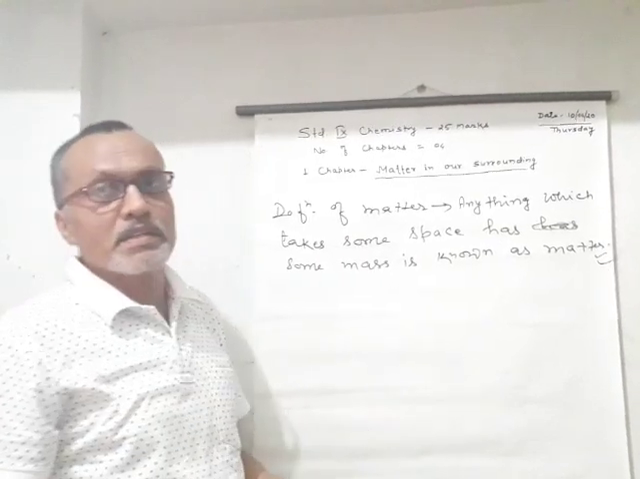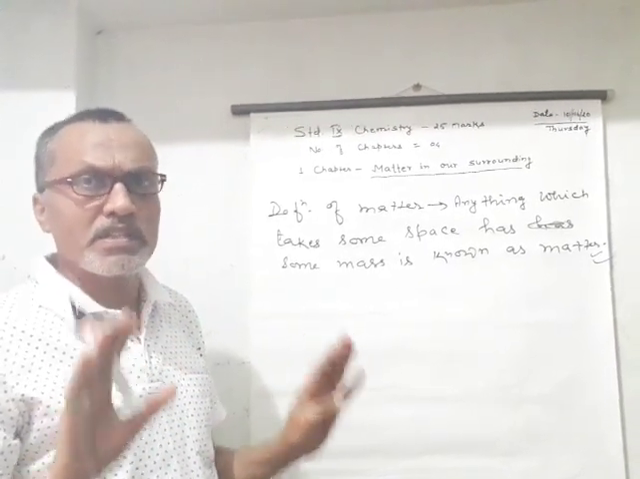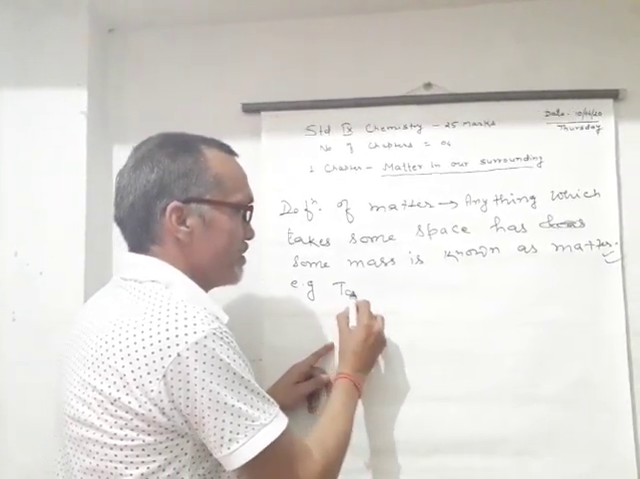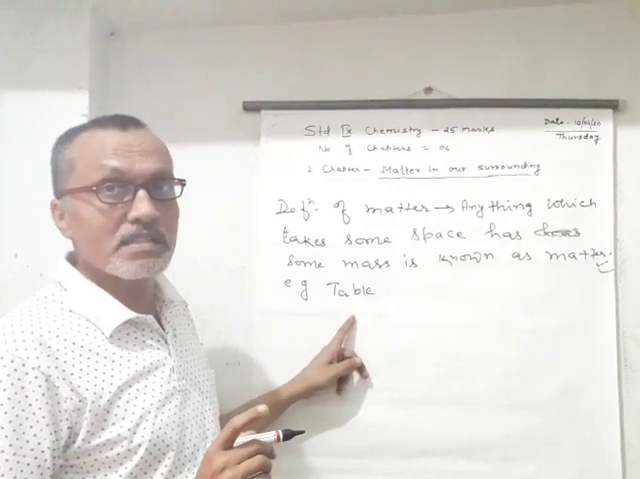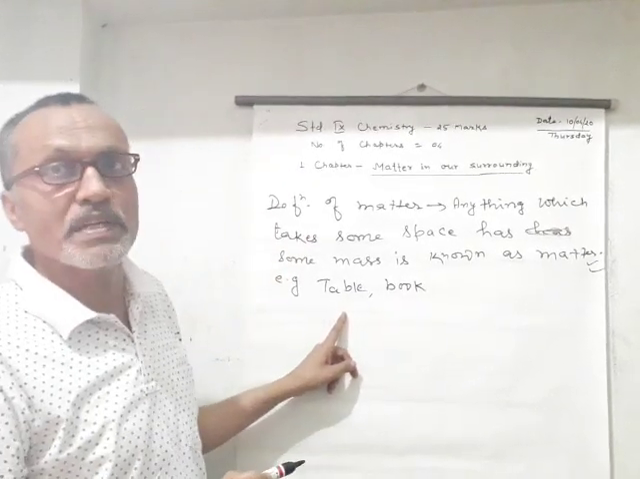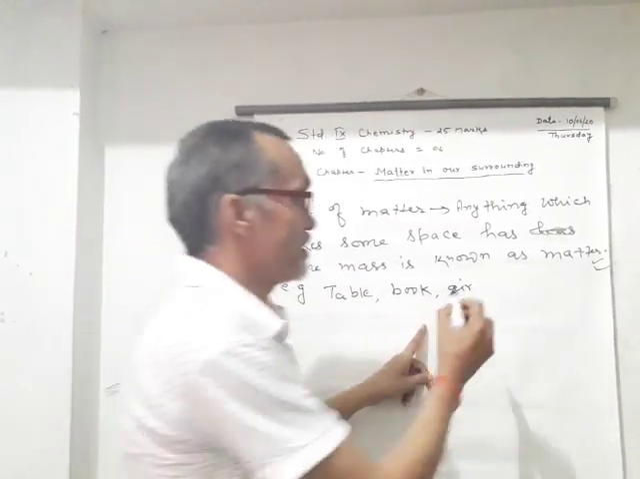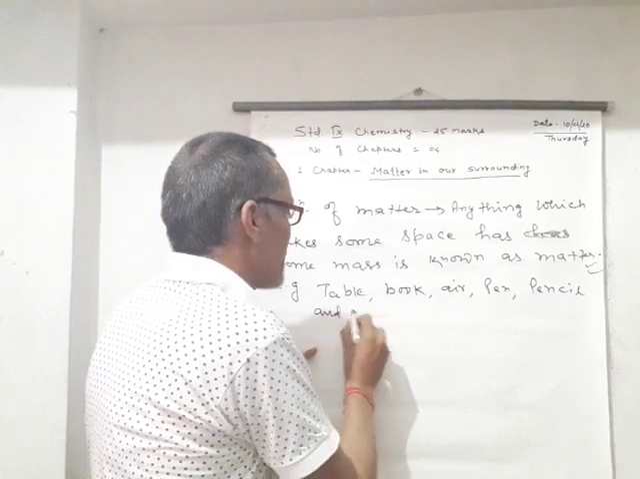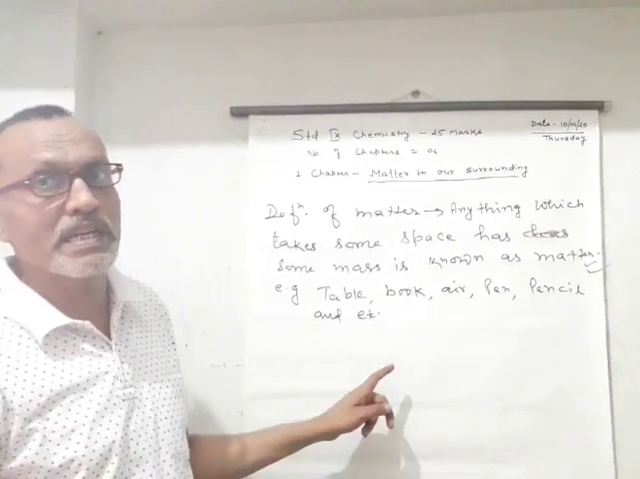As examples of matter, you can write all those things around you which you can see and feel. For example, a table. A table comes under the category of matter because it takes up space and has some mass. Also, your book is an example of matter. Air around us is also an example of matter. Pen, pencil, and so many other things around you which you can see are examples of matter.